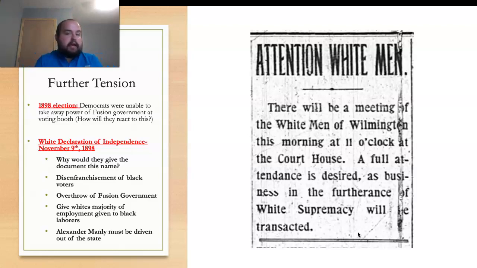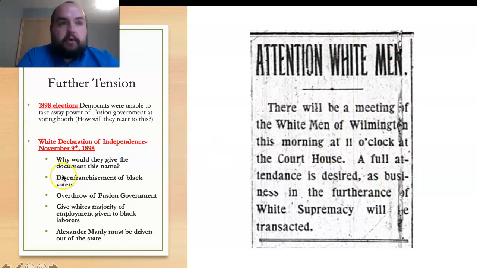Tensions further escalated in 1898. In 1898, the Democrats were unable to take power away from the fusion government. As you might imagine, this made them even more violent. By November 9th of 1898, they posted the White Declaration of Independence, which again was formed from meetings just like the one you can see here in this newspaper article.